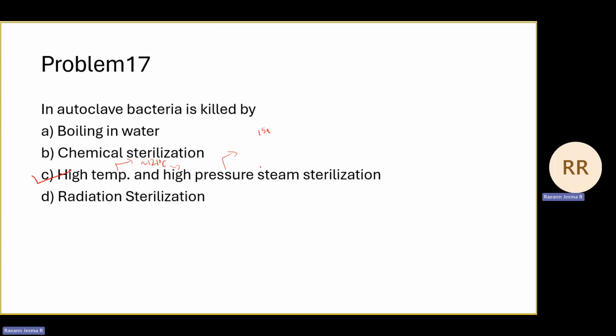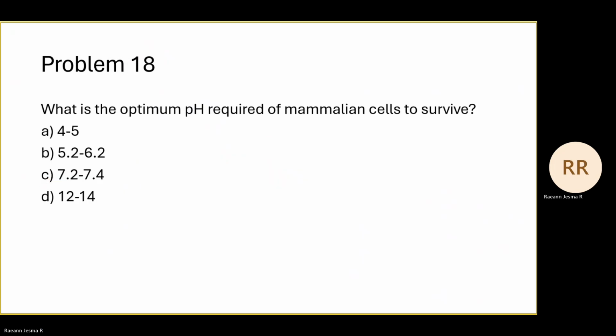In order to ensure that your steam reaches all the corners or nooks of the particular equipment that you are sterilizing, we will also have some air evacuation valve. This will ensure that your steam will reach all the corners of the equipment that you are sterilizing. Now let us move on to next problem.